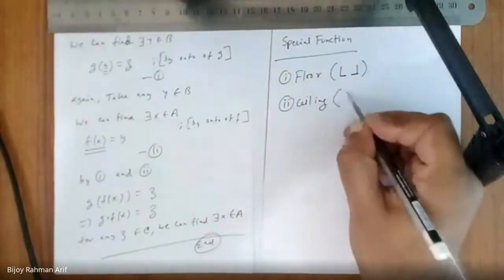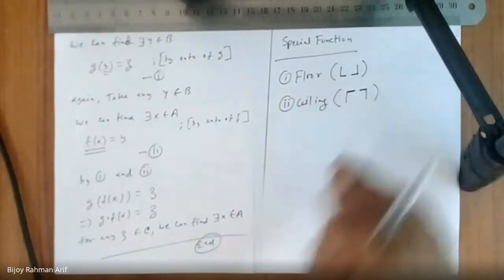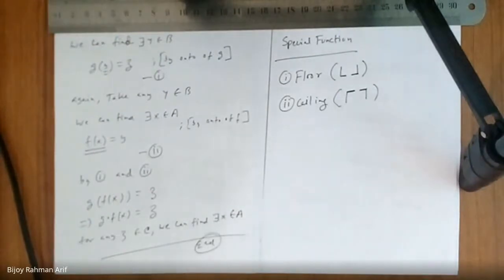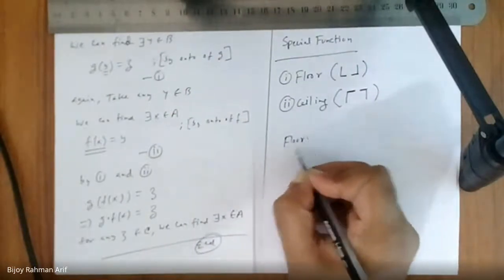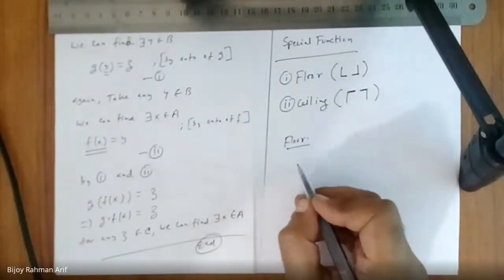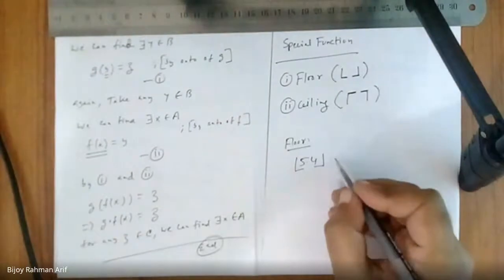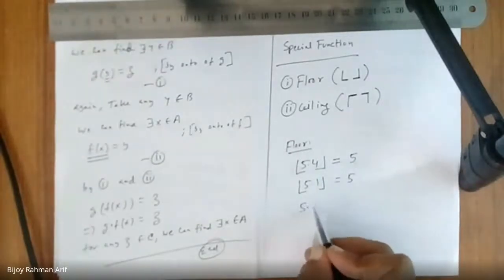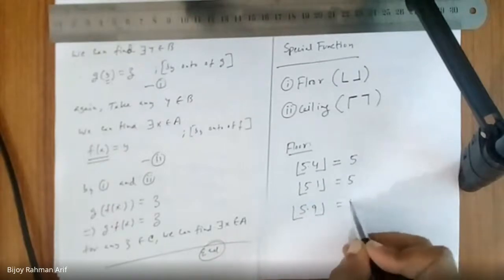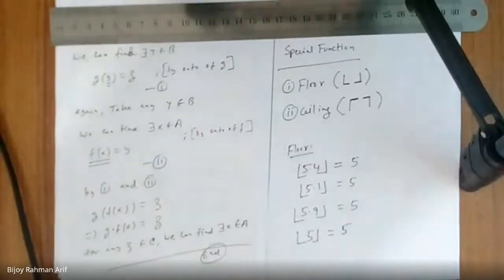And what is ceiling? Two bars extended upwards. So ceiling is up. That is why it is ceiling. Did you get it? Yes. Now what is floor? Let's assume 5.4. The floor function always discards the fractional part. So 5.4 would become 5. Then 5.1 would become 5. 5.9 would become 5. 5 would stay 5. 5 is still 5. So only an integer remains the same.